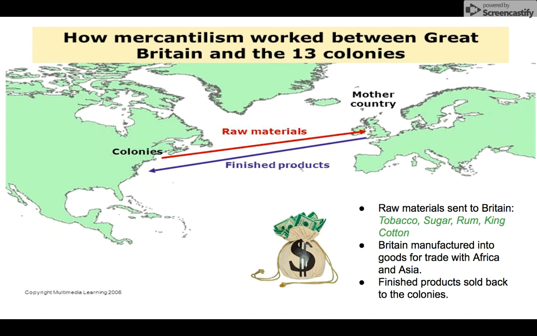So for 176 years, the colonists were used to governing themselves as long as they sent raw materials to Great Britain. And Great Britain supported the colonies by sending back finished product, meaning things that are made in factories, okay? Because Great Britain had the factories, the colonies did not. So colonies had the natural raw material, and examples of that is tobacco, sugar, rum, cotton, which is going to make a lot of money for Great Britain.